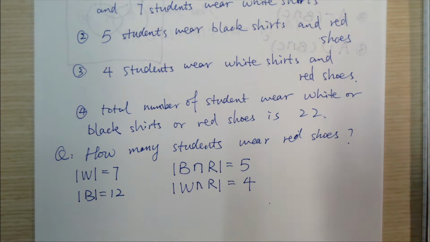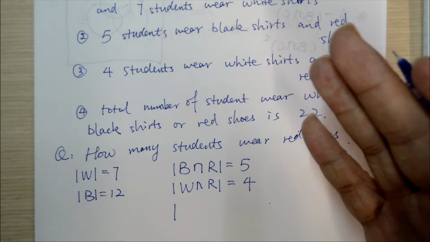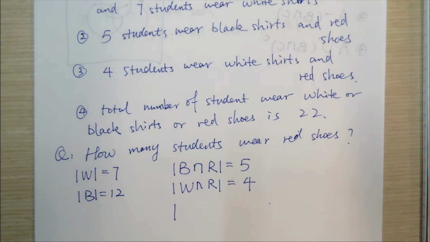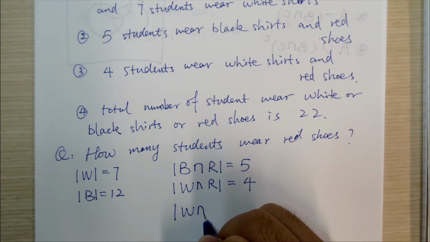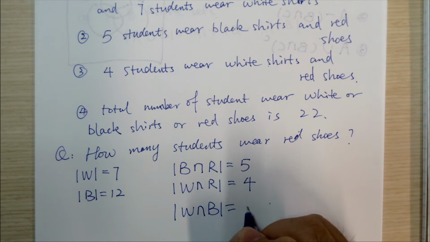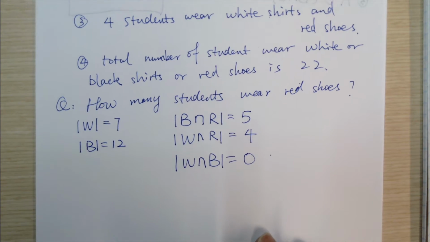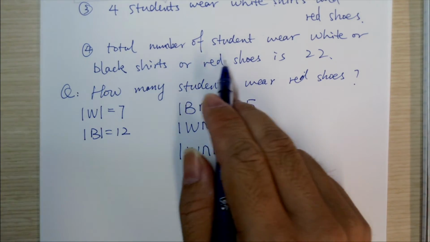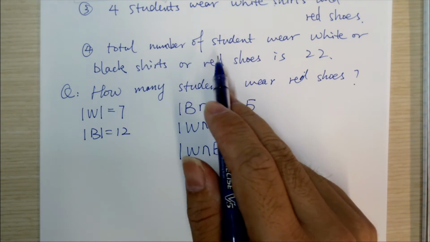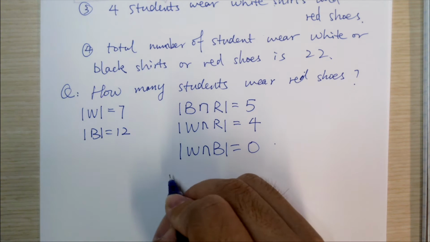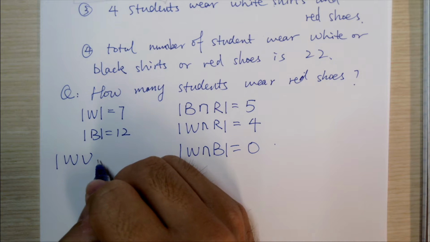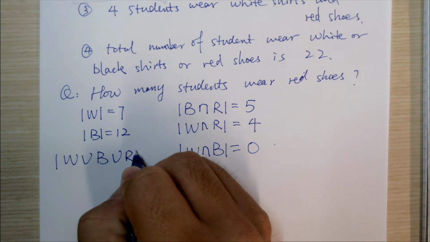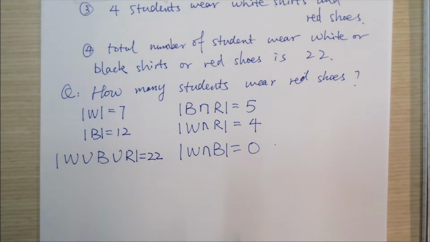What is that implicit information? Well, do you agree that if a student wears a white shirt, then he can't wear a black shirt, right? So basically what we can get is that W intersect B is 0. Okay, it is 0. And also, one more piece of information is the total number of students who wear white or black shirts or red shoes is 22. So that means W union B union R equals 22. Okay.